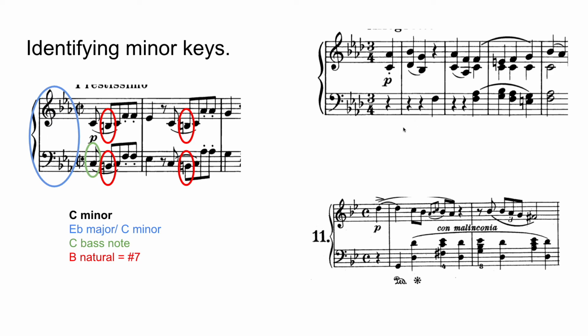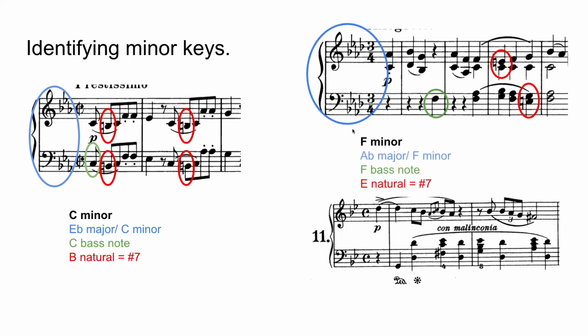But just to really hammer it home, I can see these E naturals here. E flat is the 7th step of F natural minor, and E natural is that sharpened 7th step that we'd see very often. So it's definitely going to be F minor.